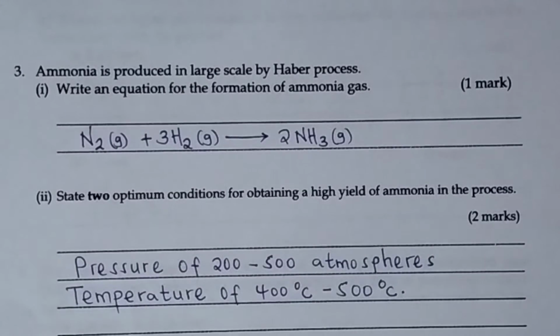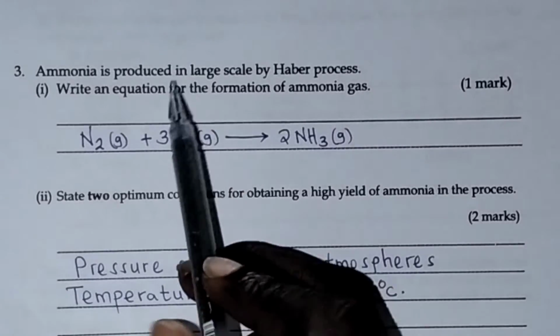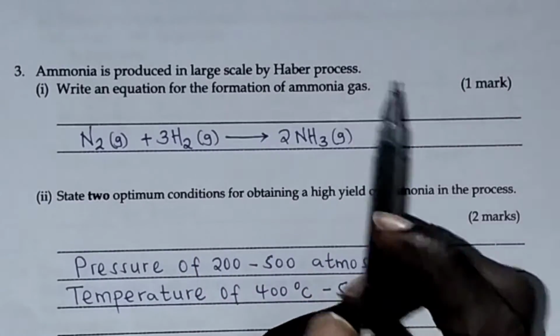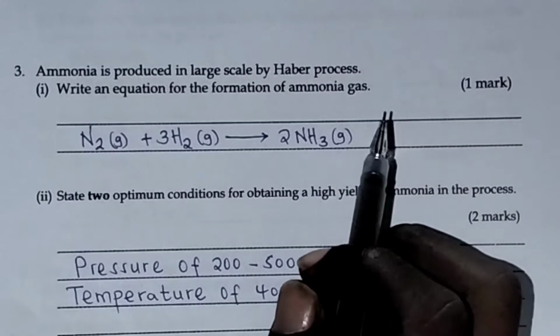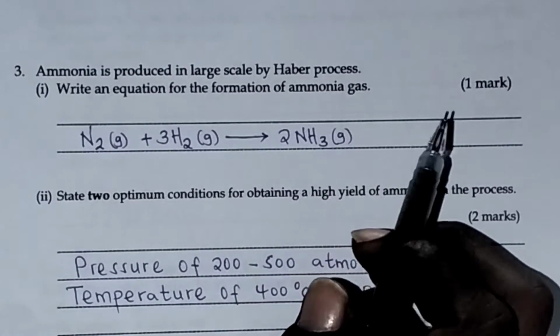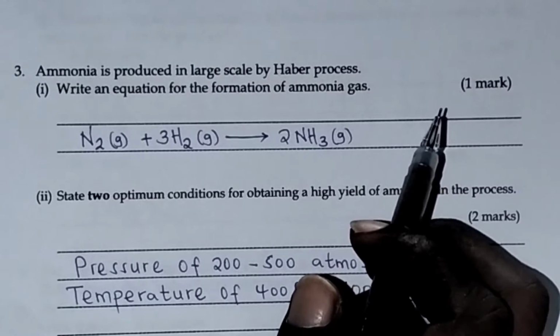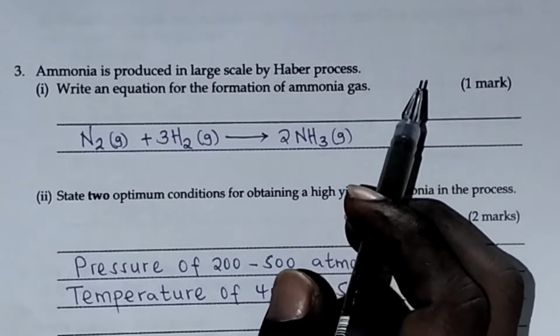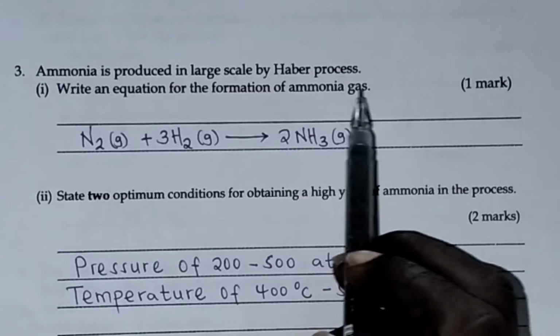Next we go to number 3. In number 3 we are told ammonia is produced on a large scale by the Haber process. Remember we have done large scale manufacture of ammonia, which is done by the Haber process. We had raw materials there, nitrogen gas and hydrogen gas. Write an equation for the formation of ammonia gas.